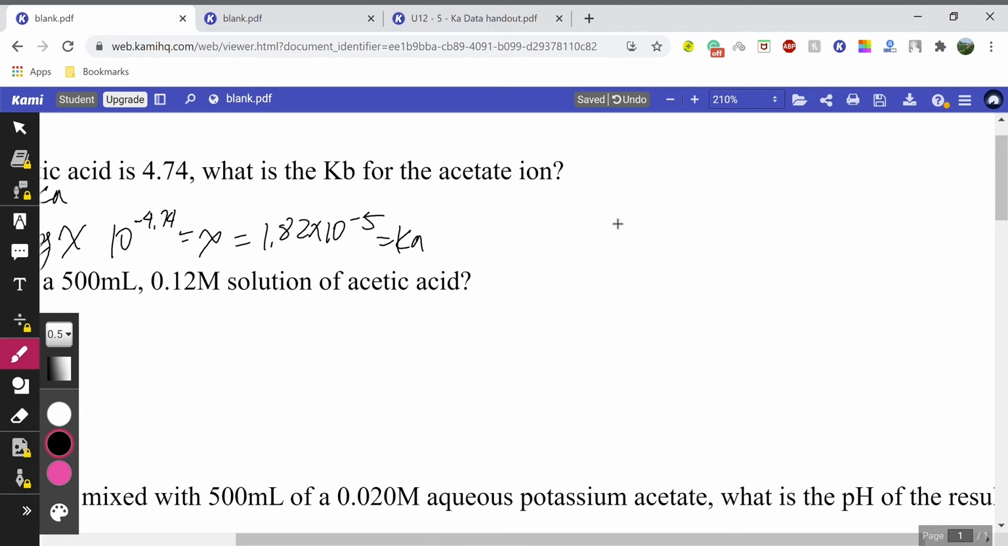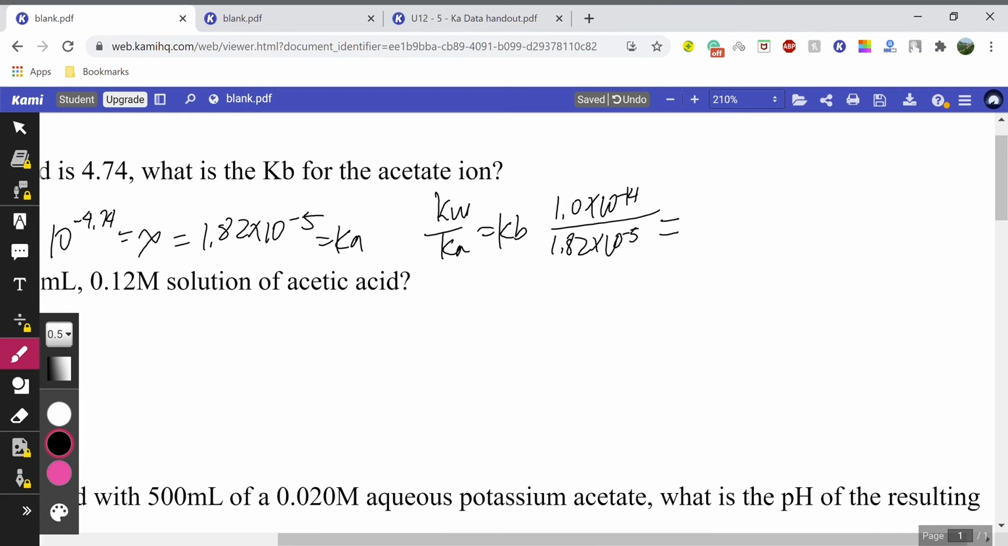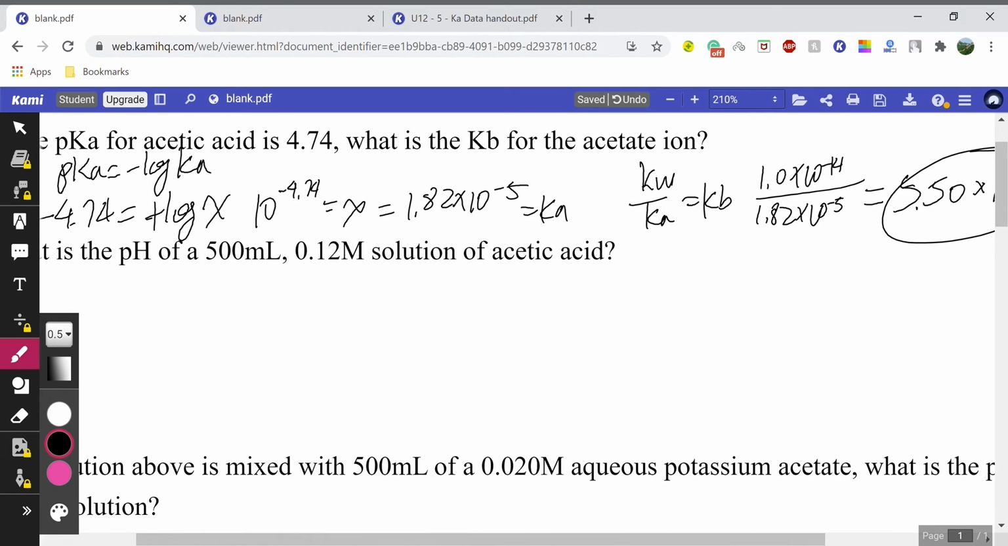Now to get the Kb, Kw divided by Ka is equal to Kb. So 1.0 times 10 to the negative 14th divided by 1.82 times 10 to the negative fifth will give you the Kb, which is 5.50 times 10 to the negative 10th power. Now the answer is 5.50 times 10 to the negative 10th power. And that is our Kb for the acetate ion.